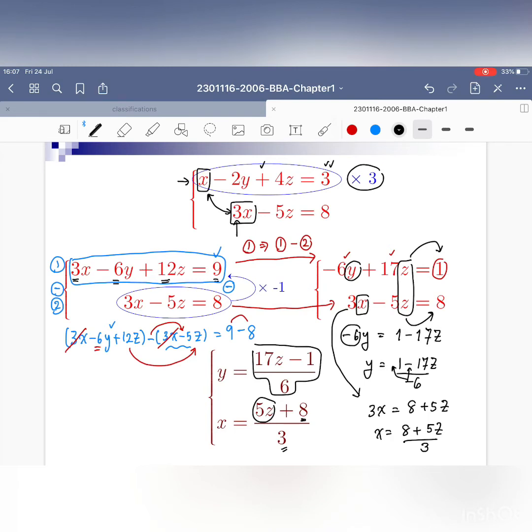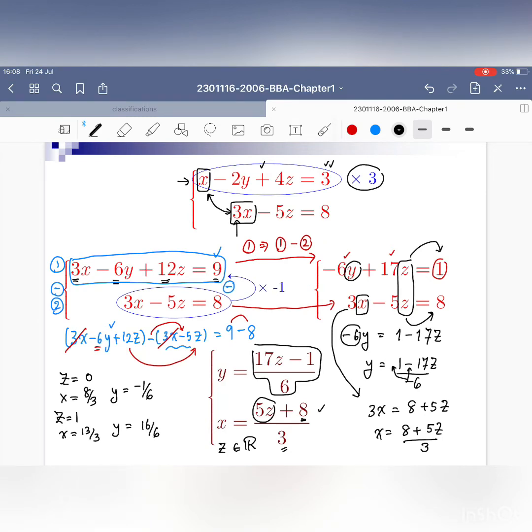So how about your z? Your z has no restriction, so it means that your z can be any real number that you can think of. For example, if your z is 0, then your x immediately is 8 over 3, your y immediately is negative 1 over 6. If your z is 1, then immediately your x is 13 over 3, your y is 16 over 6, something like that.